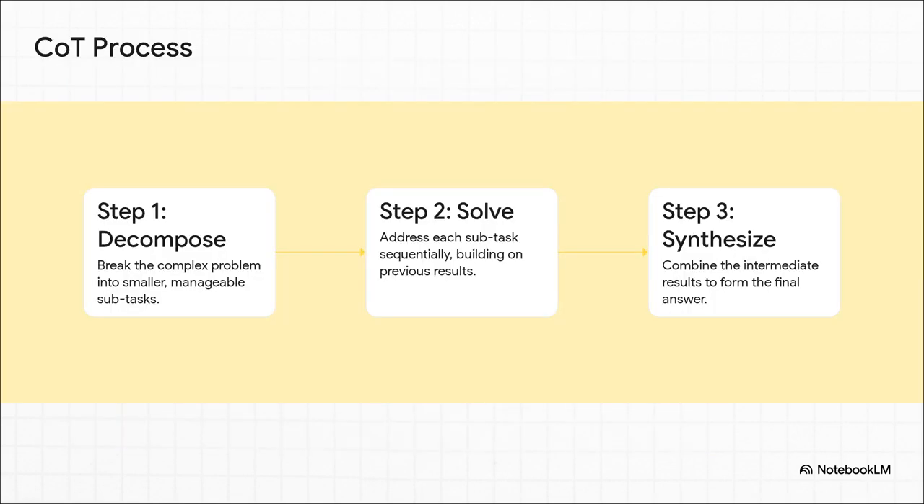And the process is actually really elegant. First, the model breaks the big, complex problem down into smaller, bite-sized pieces. Then, it solves each of those little pieces one by one. And finally, it puts all those intermediate answers together to get to the final conclusion. By forcing it to follow this structure, it's way less likely to get tripped up and make a simple mistake.